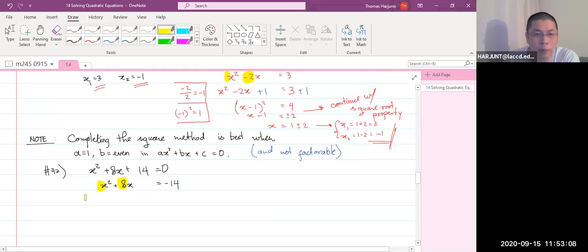Then completing the square method will be the best. It's not factorable, I already confirmed that, so factoring is not doable. Then the best method will be completing the square. Leading coefficient is 1, then I take the coefficient of x divided by 2, always divided by 2, and then whatever the quotient, you square it. That's the number you add to both sides.